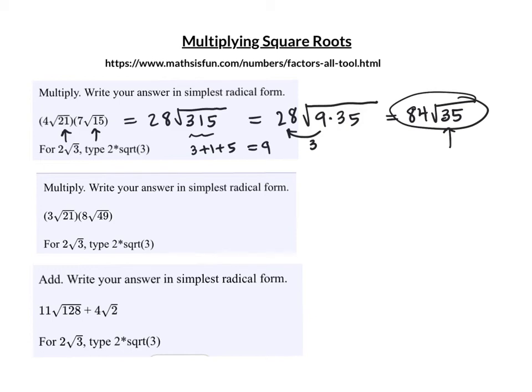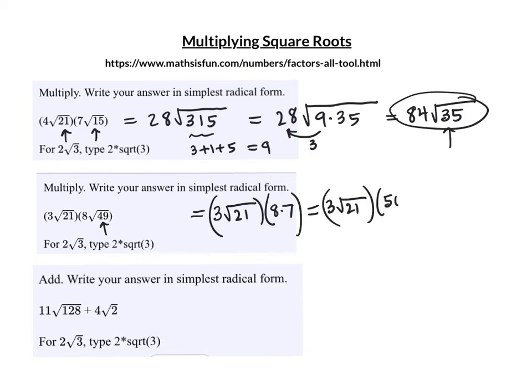This next one actually ends up being quite a bit easier. The thing you want to look for here is notice that 49 is a perfect square. That question simplifies before you even start it. 3 root 21 times 8 root 49 is 8 times 7. So this is 3 root 21 times 56. Notice there's no root there, because I took the square root of 49, it was gone.